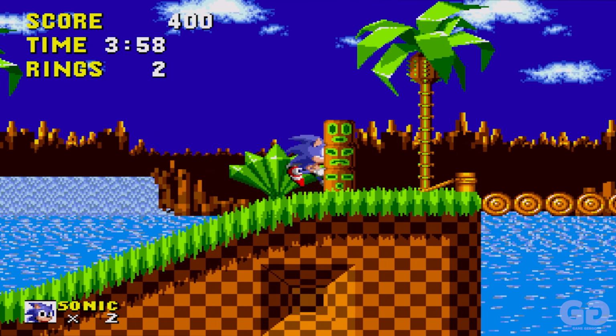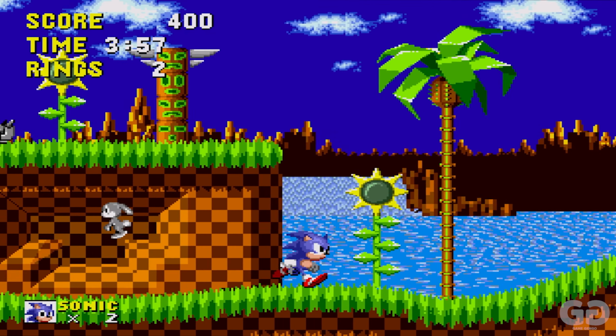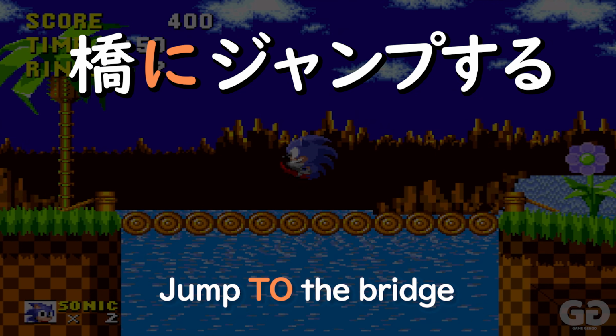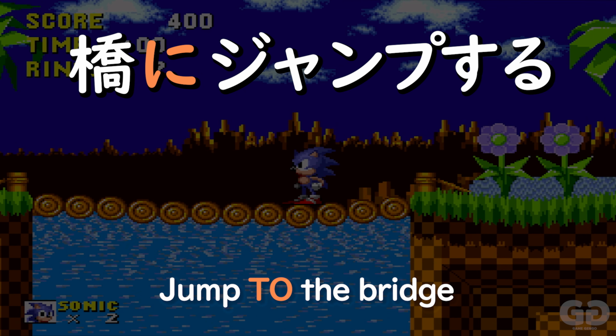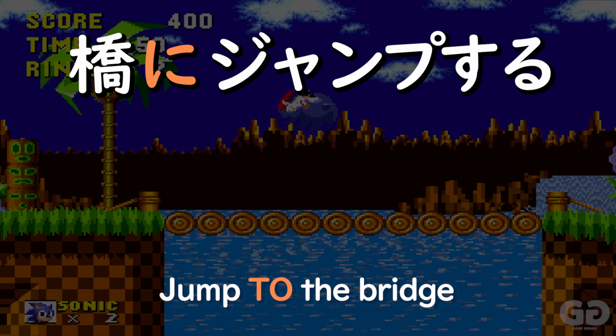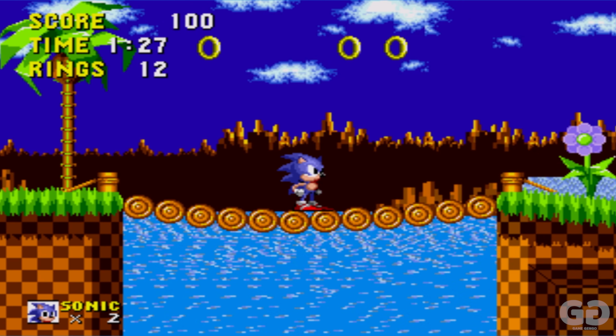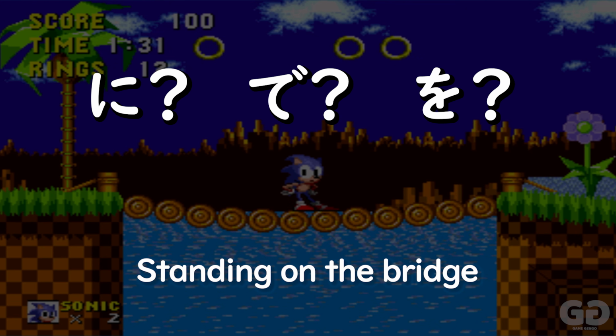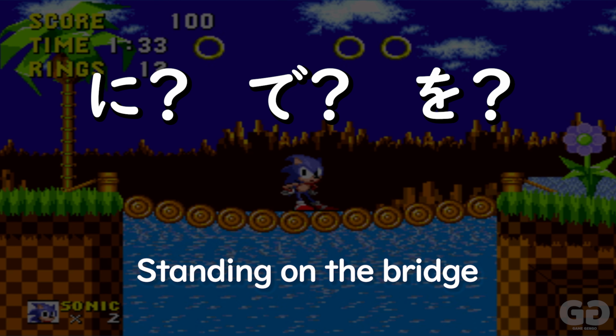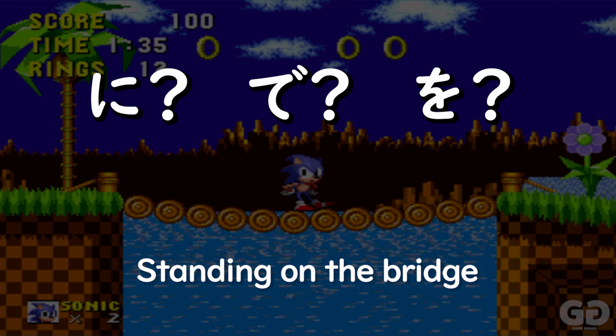If you had the ni particle in this sentence instead of de, it would be jumping to the bridge. So it's kind of a horizontal direction rather than a vertical up and down, which would be marked with the de. Okay, so now how about this little bit of a tricky one? Standing on the bridge. Tatteiru. So Sonic is standing on the bridge, as we can see.